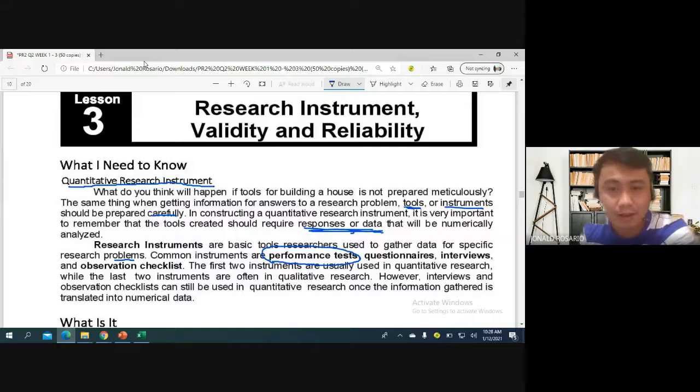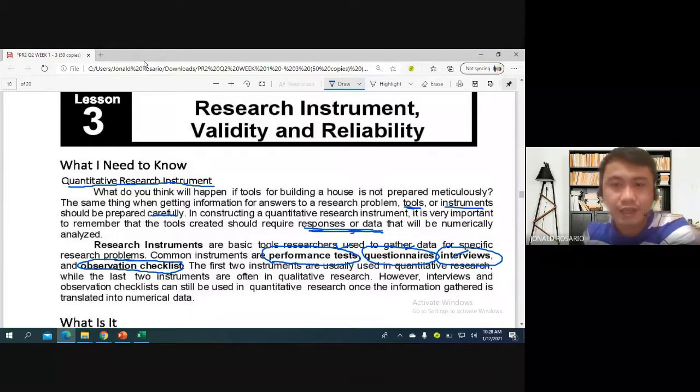Common instruments are performance tests. So, magpapa-exam kayo, magbibigay ng test sa mga respondents. Or questionnaires, yung mga survey questionnaires. Or interviews. But interviews and observation checklists are commonly used in qualitative research. So yung first two instruments na usually ginagamit natin sa quantitative, performance tests and questionnaires. Itong dalawang to, interviews and observation checklist, ay usually ginagamit sa quali.